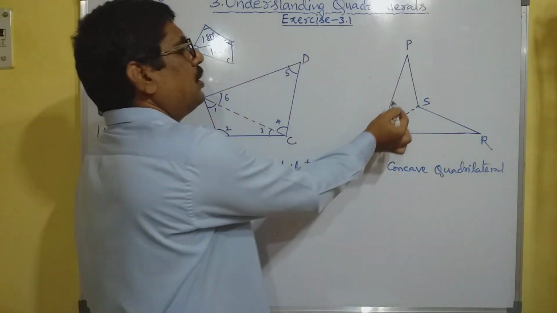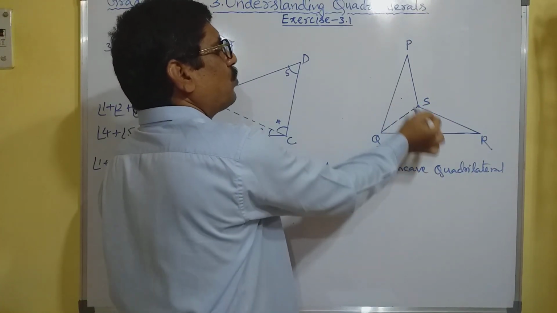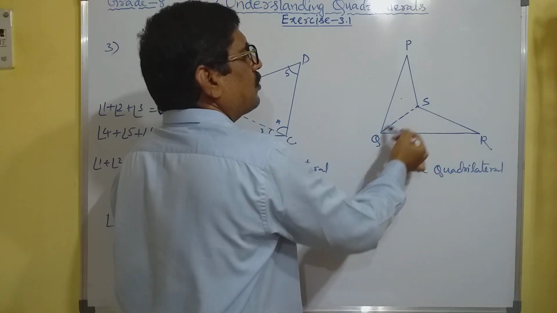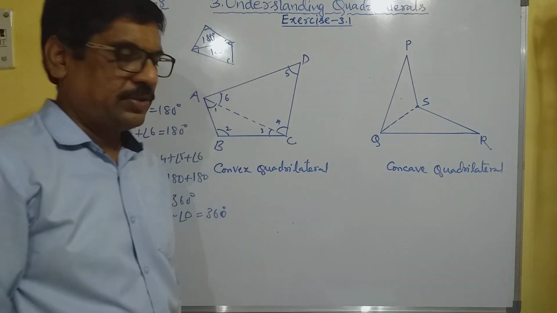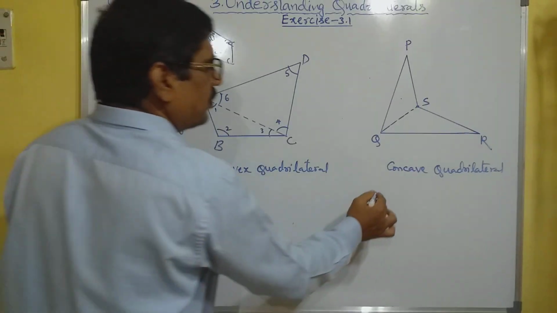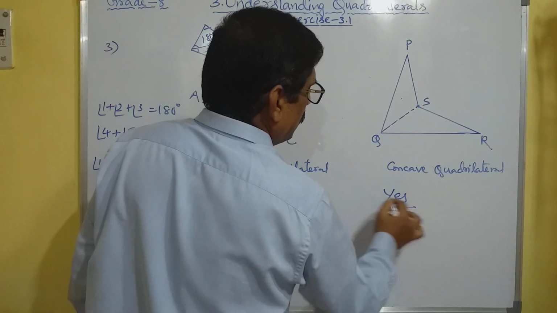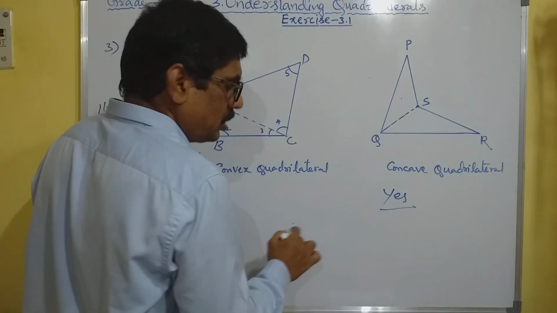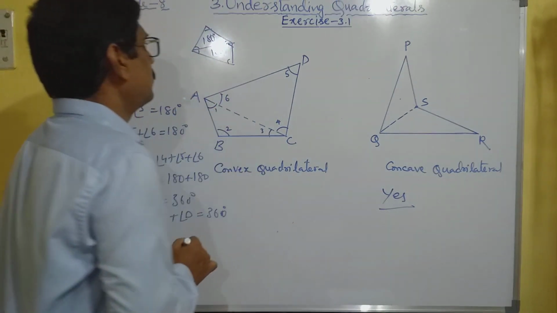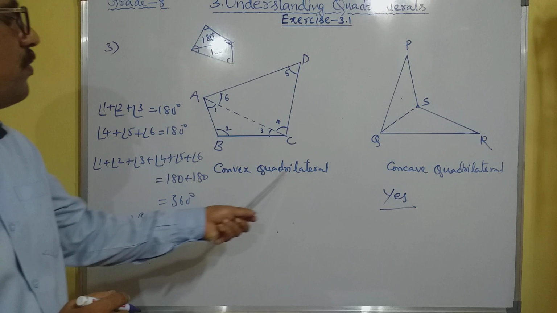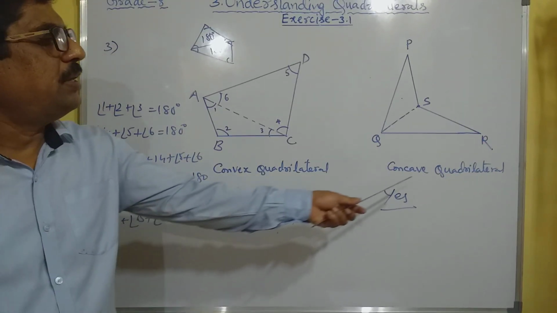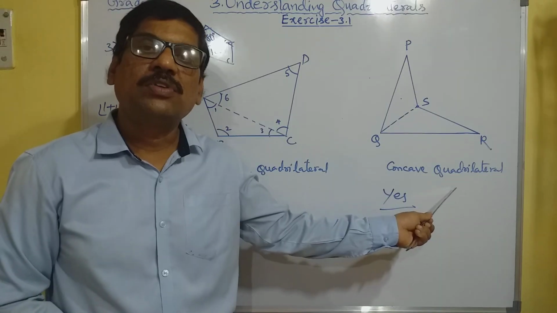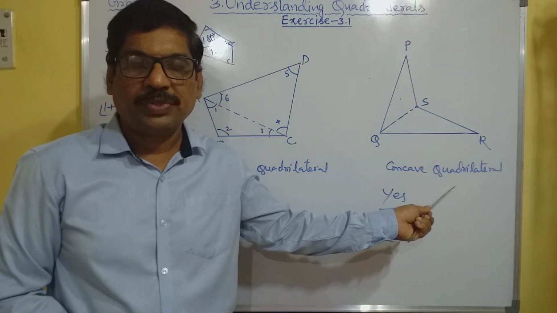Yes, again, the sum of the 3 angles of this triangle is 180. The sum of the 3 angles of this triangle is 180. So 180 plus 180, obviously it is 360 degrees. So the answer is yes. For the second question, okay, the answer is yes. So the sum of the angles in a convex quadrilateral is 360 degrees. The same answer you will get even if it is not a convex quadrilateral. Okay.